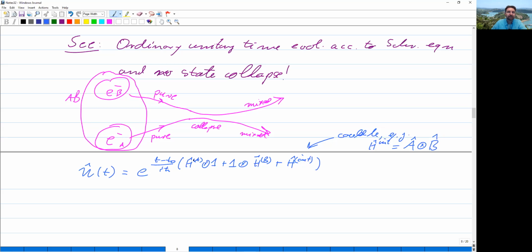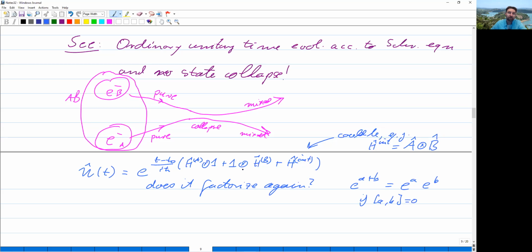Now let's ask, does this thing factorize? So does it factorize again? Remember, we used before that e to the power a plus b is equal to e to the power a times e to the power b. That's what I mean by the factorization. That's true if the commutator between a and b is 0. Now, we have 3 terms up here, and those 2 commute, but this one is not going to commute with that one.